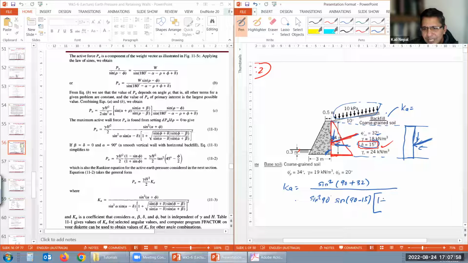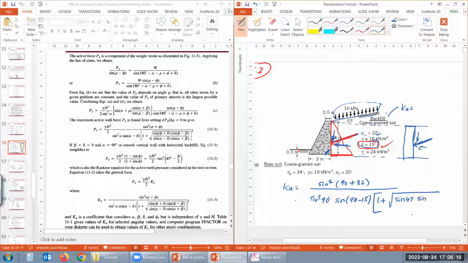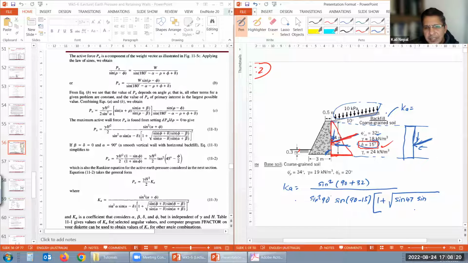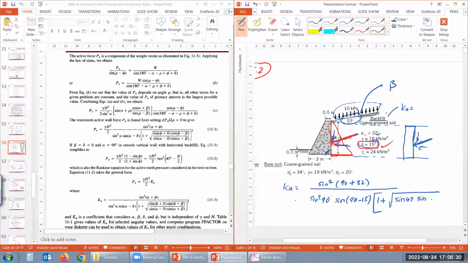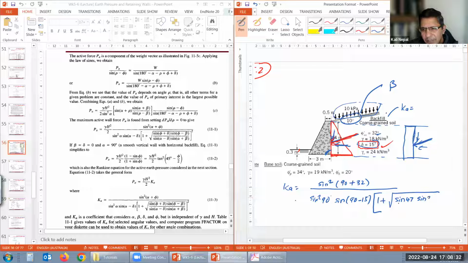So 1 plus, now there is a square root underneath. So sine, what is phi? Phi is 32 plus delta. Can I just write it straight away? 32 plus 15. How much is that? 47. Sine 47. Phi is 32, take away beta. Beta is the slope angle, that one, yes. So that means sine of phi minus beta. Phi is 32, take away 10 is 22.